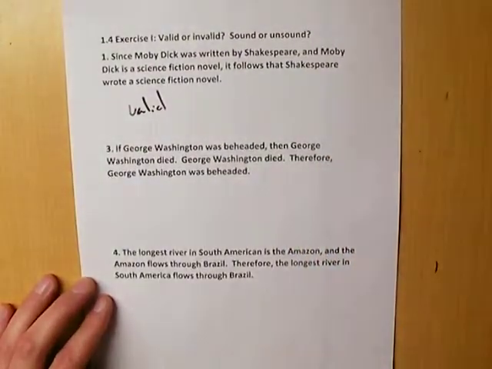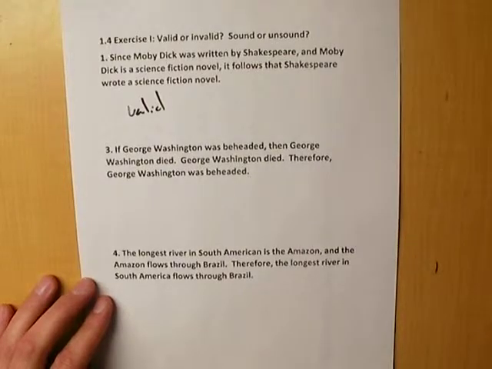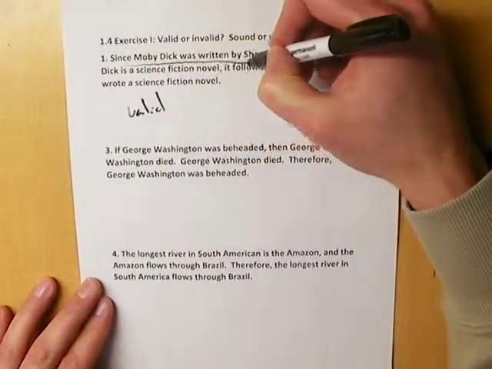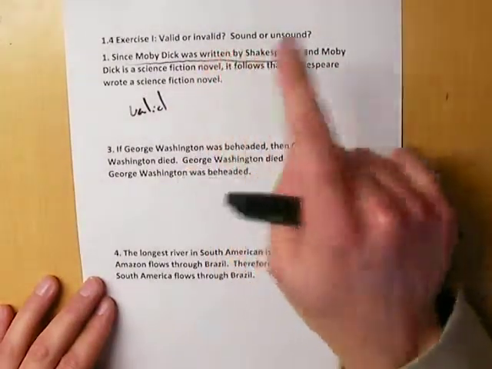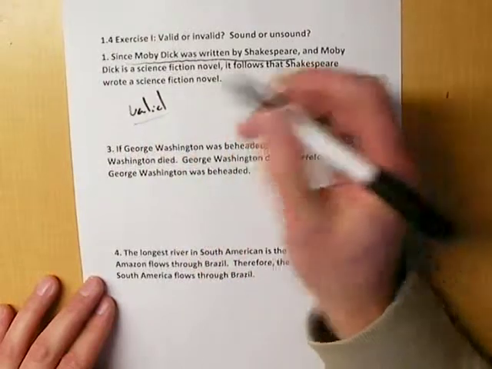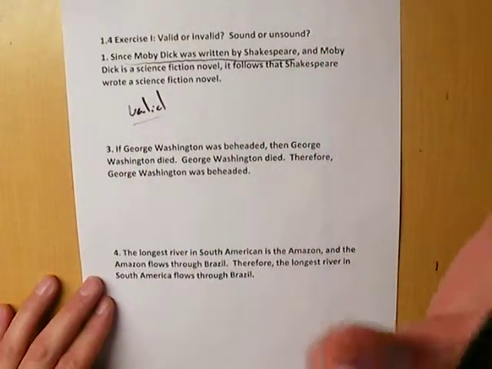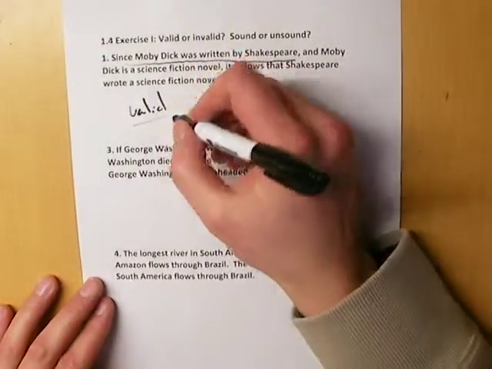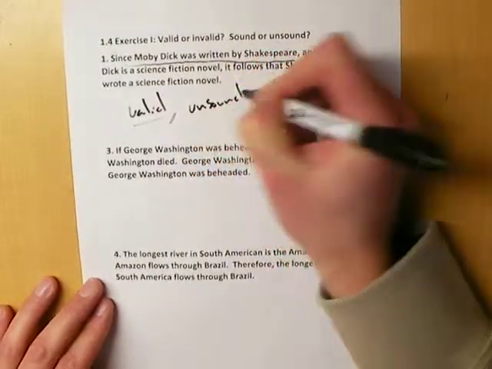But Shakespeare, of course, didn't actually write Moby Dick. It was written by Melville. So that part is actually false. Since Moby Dick was written by Shakespeare, well, no. And the truth value of this premise, again, has no impact on whether or not it's valid. We're going to assume that the premises are true, that is, when testing for validity. So this one's valid, but it's got a false premise, so therefore it's unsound.